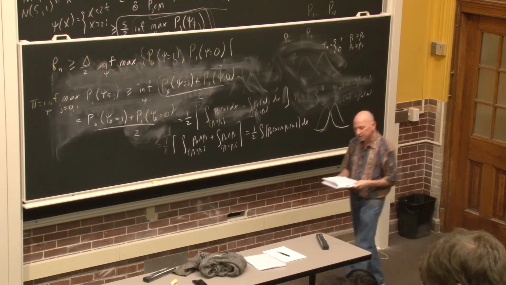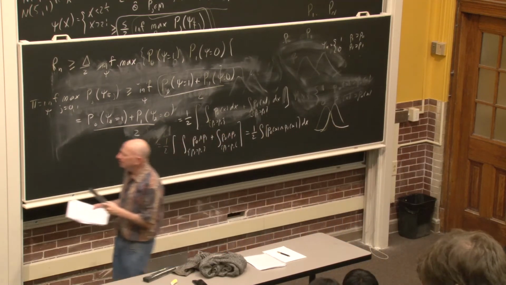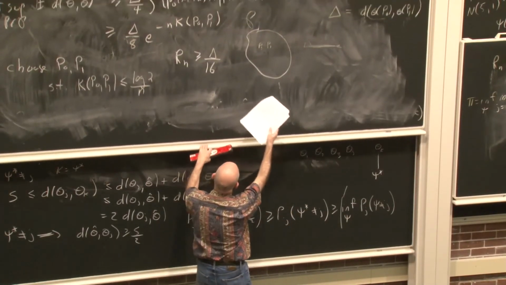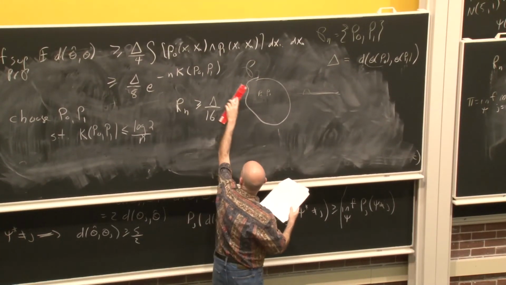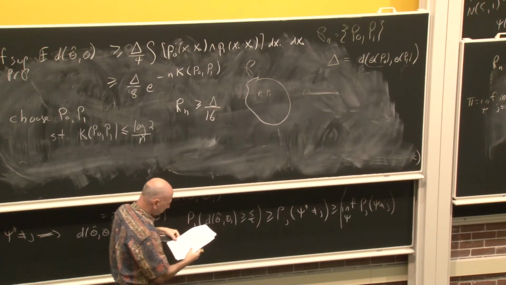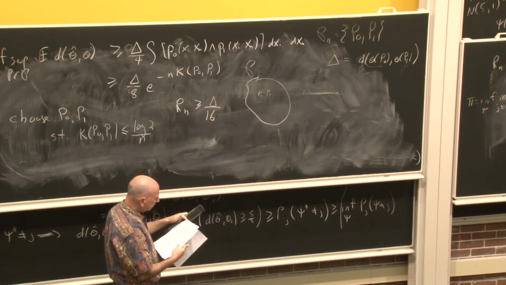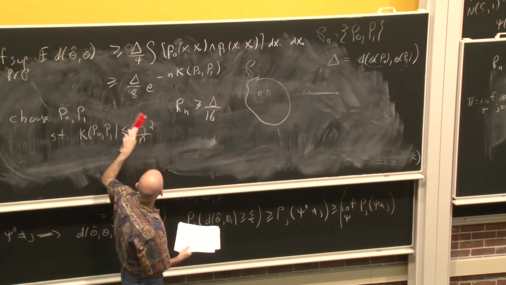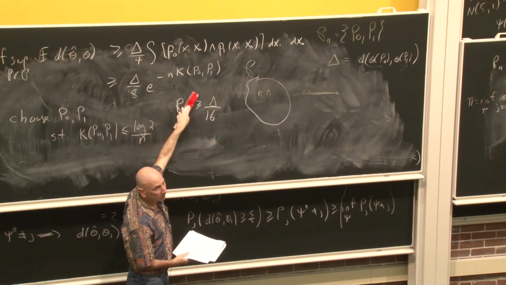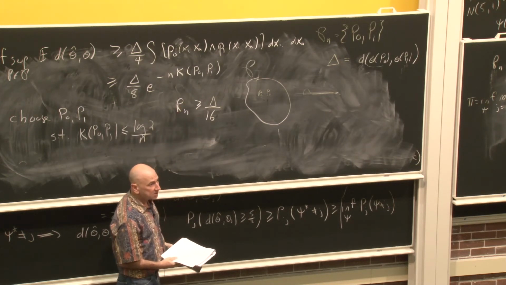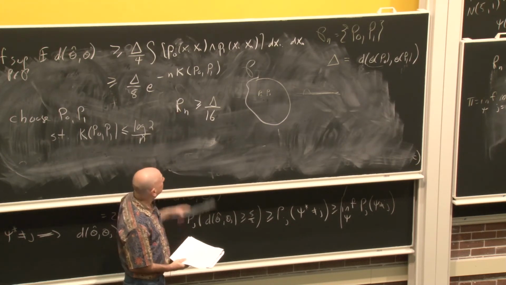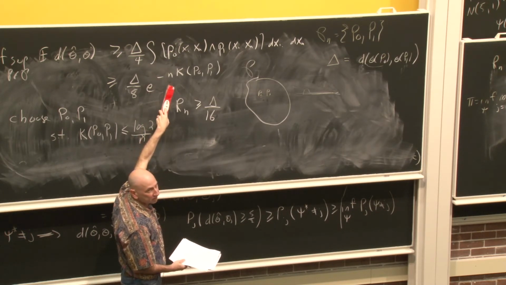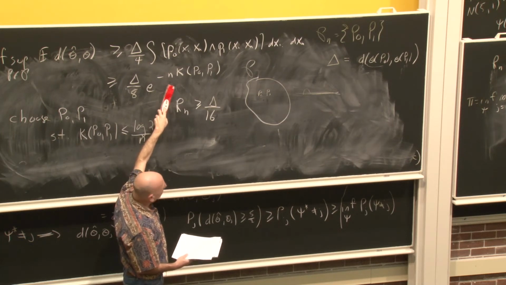However, most people use this lemma in the second form that I stated here. How did I get from here to here? I'm claiming that this affinity, as it's called, is bigger than or equal to e to the minus n Kullback-Leibler distance. That's a further weakening, right? We want the bound to be as big as possible, but this is something we're more familiar with and is often easier to compute. And this is just algebra.